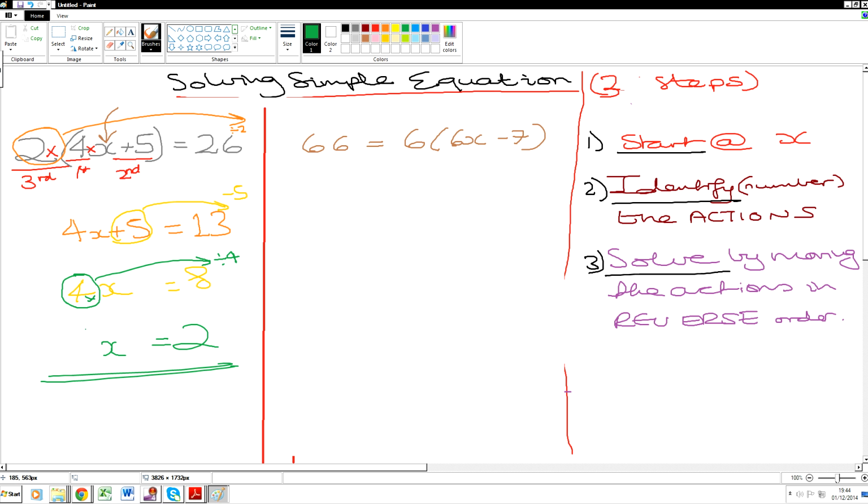So first of all, we start at the x. We label the action. We circle what we're going to move. We move everything in reverse order, and the job is done. One more question for good measure.